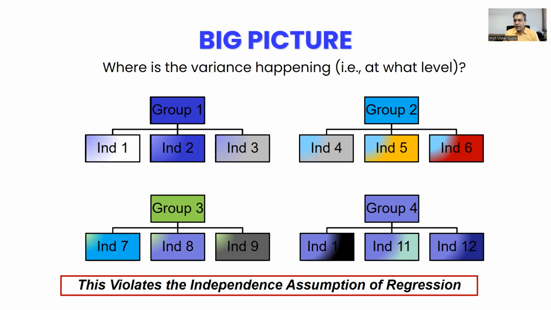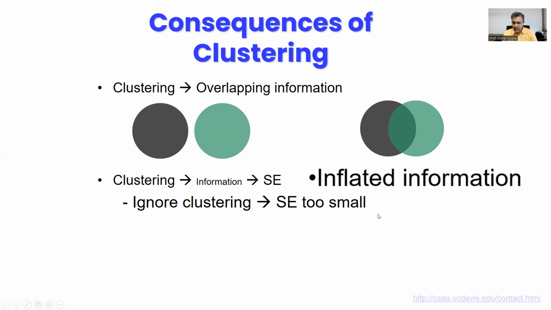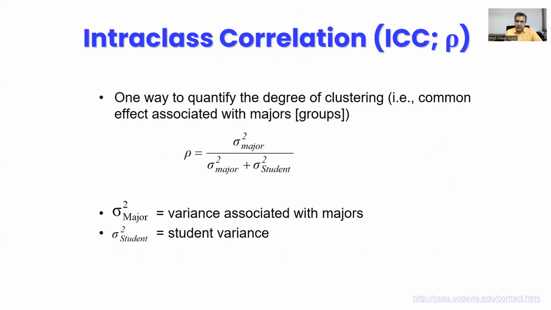We may get inflated t statistics. We may get inflated alphas if we don't model this hierarchical nature of data, right? That is what multi-level models are doing. I talked about this. This is independence, but then there is clustering. So there is overlap. Ignore clustering and your standard errors are too small. You get inflated information and inflated type 1 errors, inflated alphas. The t-stat is going to be inflated. So you are not just testing at alpha equal to 0.05, you are testing at an alpha which is greater.